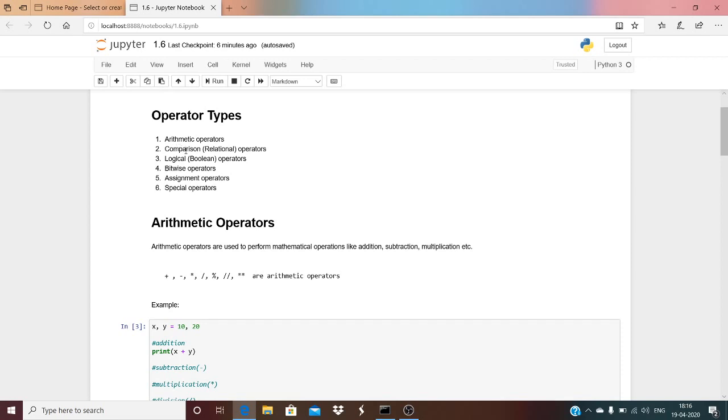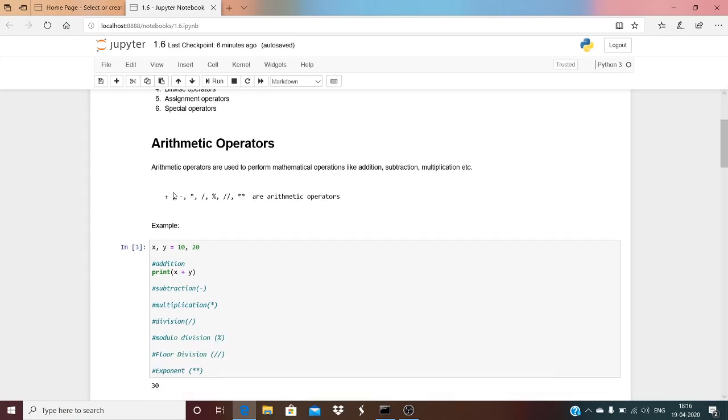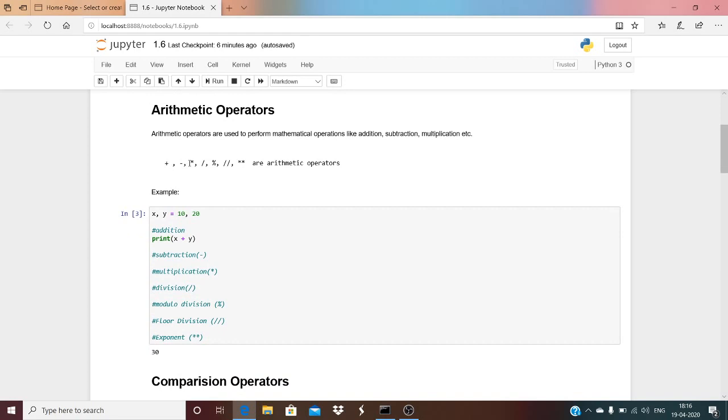Arithmetic operator, comparison operator, logical operator, bitwise operator, assignment operator, special operators. So we are going to learn one by one arithmetic operators. They are the simple plus, minus, multiply, divide, remainder. This is remainder. Percent sign is remainder. Double slash is floor division. I'll tell you what it is. And this is exponent. I'll tell you what it is by showing you.